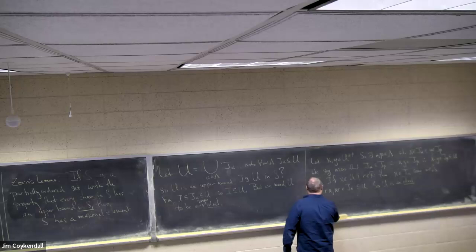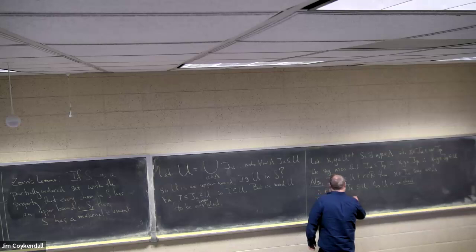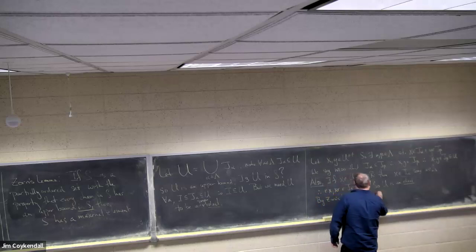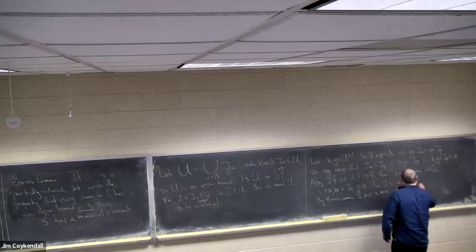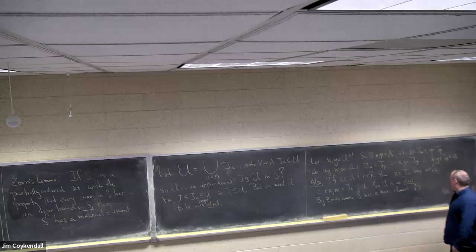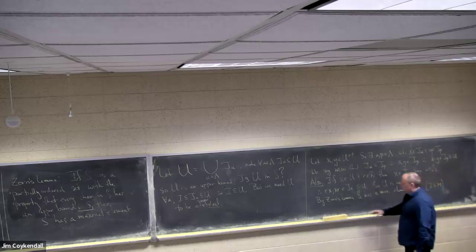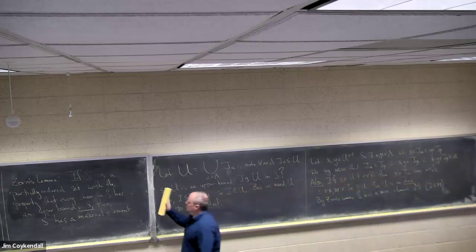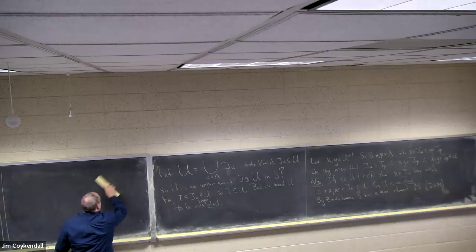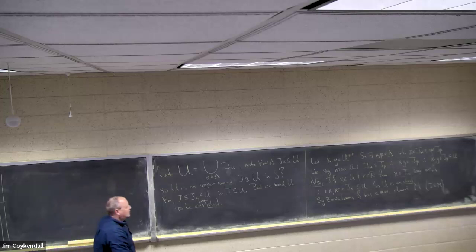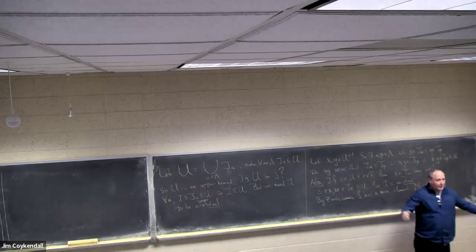So by Zorn's lemma, S has a maximal element. I'll call it M. And I is contained in M because every element in S contains I. So we've established the first remark in the theorem. We've shown that any proper ideal is contained in a maximal ideal.